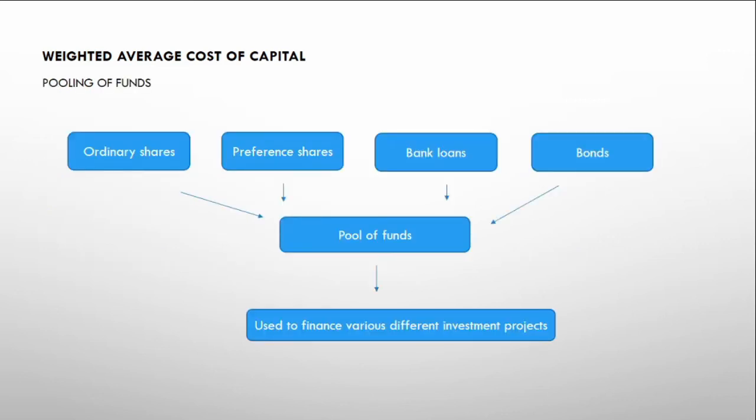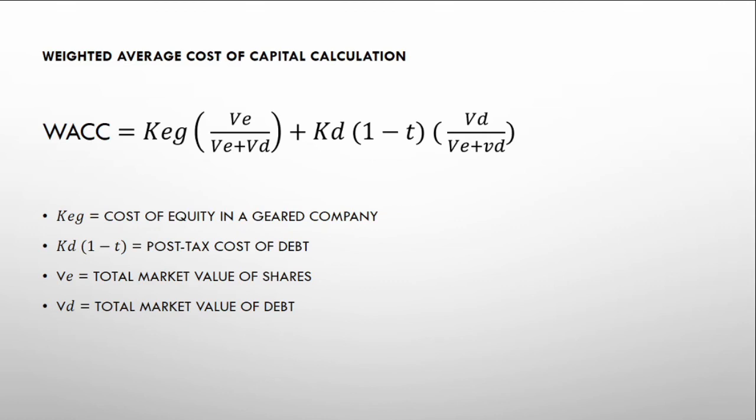If you think about the pool of funds, it can consist of ordinary shares. The company can issue preference shares to obtain long-term funds. They could also go to the bank for a loan, or they could issue bonds. All of these funds are going to be going into the company's bank account. And then from that bank account, a portion of the funds could be used in new projects. Some funds could also be used for existing projects. So we want to know what is the weighted average cost of capital of all of these funds in the pool. And we can actually calculate the weighted average cost of capital by using our formula.